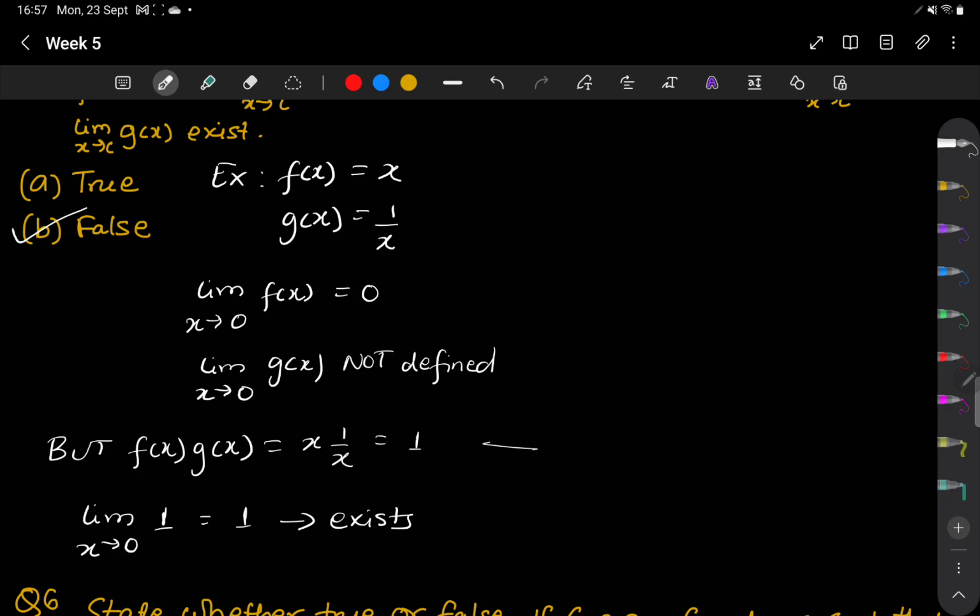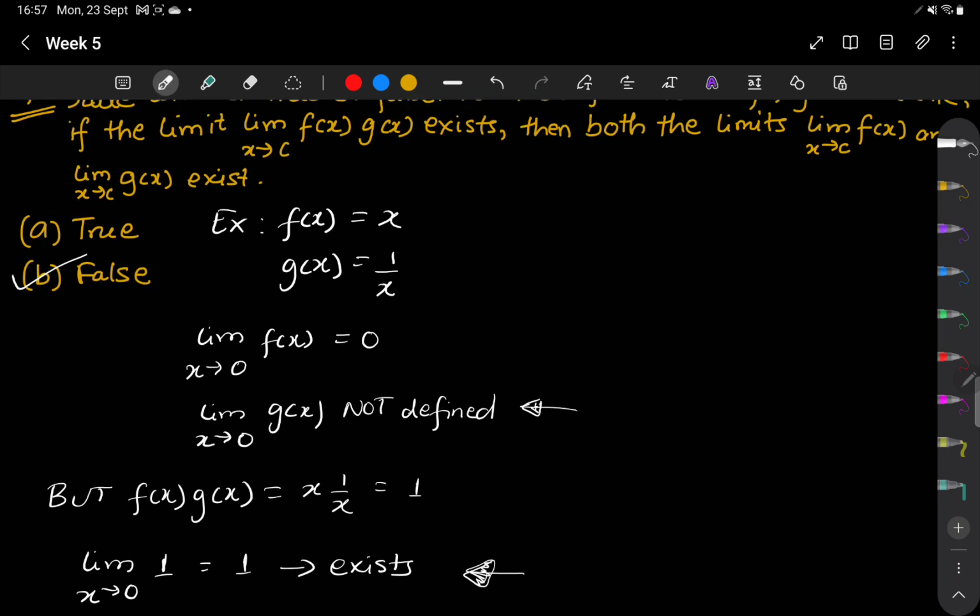Because you see here, the limit for the product exists, but the limit for one of the individual functions does not exist.